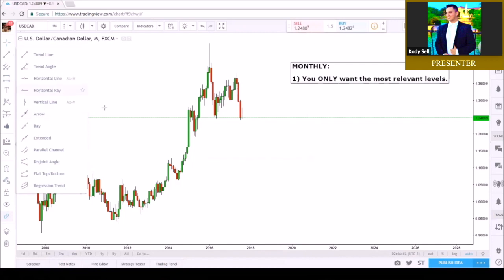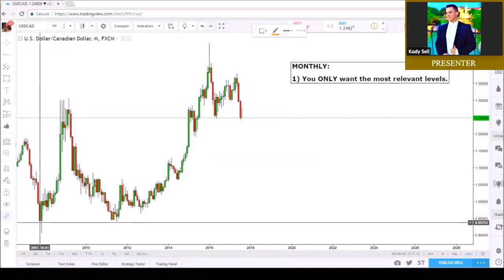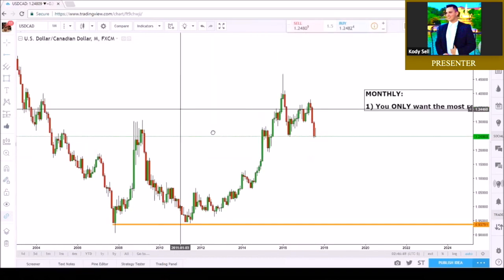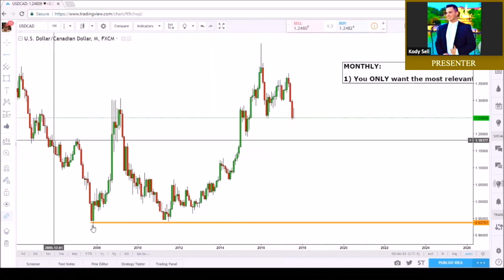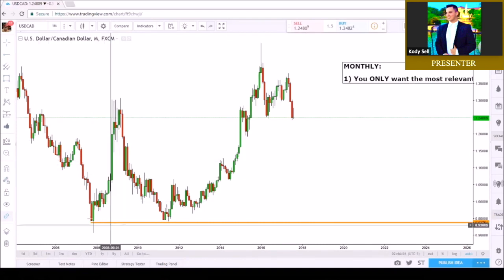So when I say you only want the most relevant levels, what I mean is, you guys have an array of analysis tools available to you at this point. You guys can clearly see that down here, this is a support, right? You have price coming all the way down, boom, bust up, comes back down, boom, bust up. This is clearly a very important support for the market.